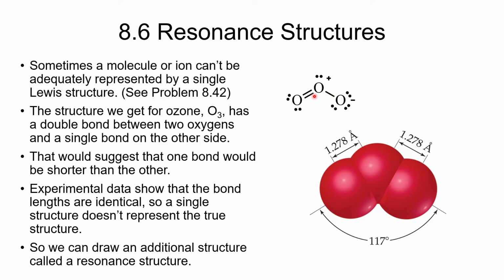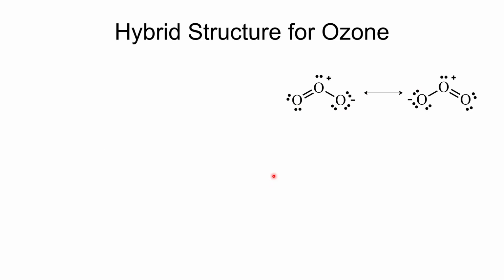Instead of having the negative charge on the right, we have the negative charge on the left. That takes care of it. And so that is a resonance structure. Now, which one is the true structure? Well, the answer is neither. The true structure is a combination of those two resonance structures. So we can draw what's called a hybrid structure.